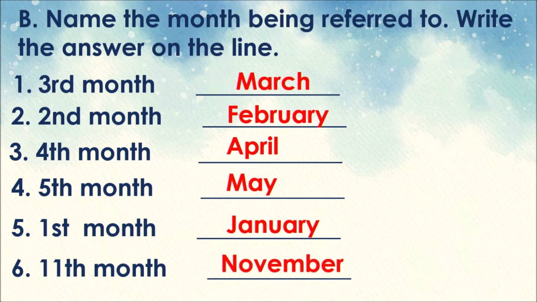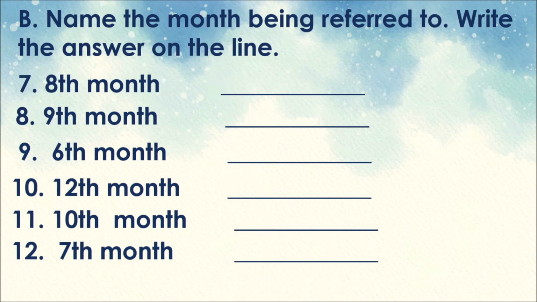Okay, November. Now let's continue. For the 8th month, January, February, March, April, May, June, July, and August. So the 8th month is August. Okay, and the 9th month, we have January, February, March, April, May, June, July, August, and September. So that is the 9th month of the year.